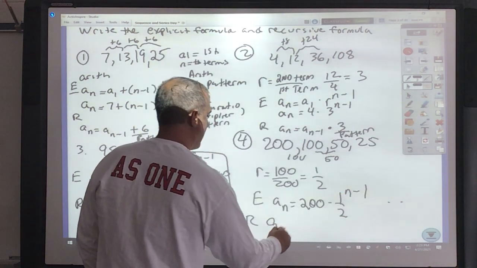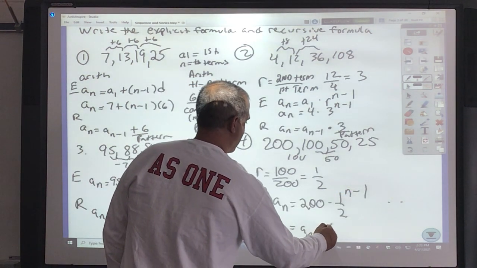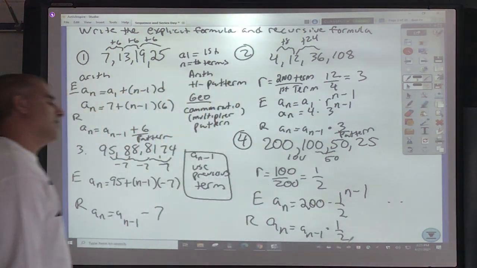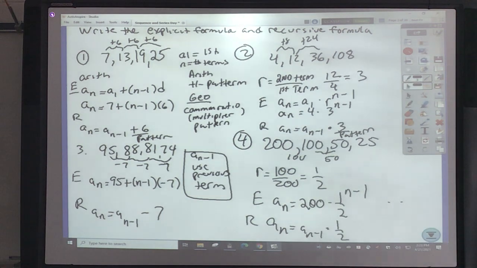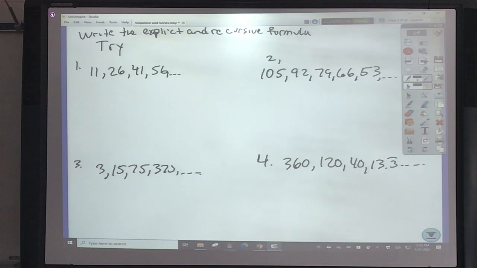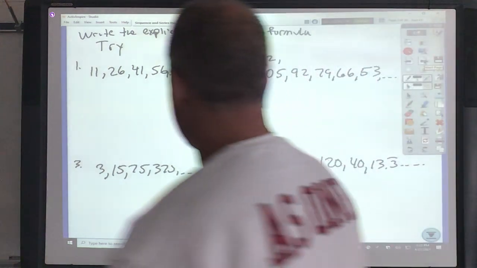The recursive is a_n equals a_(n-1) times 1/2, okay? And that's how simple the explicit and the recursive is. So what I'd like you to do is pause your video and come up with the explicit and the recursive formulas for these.